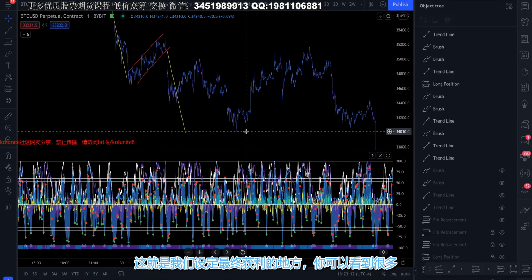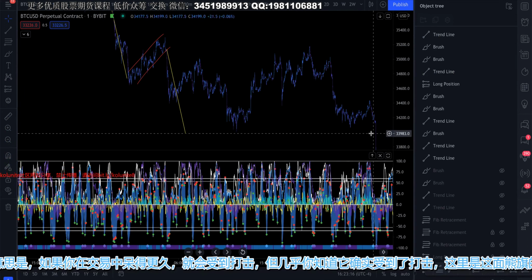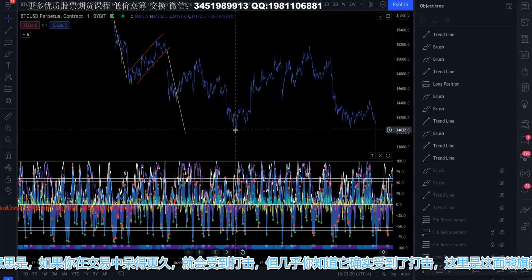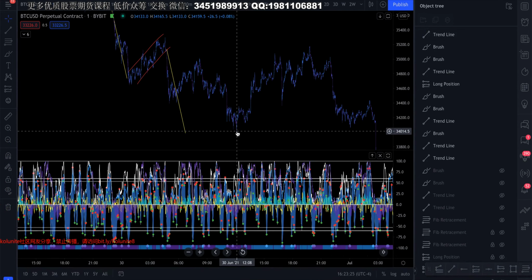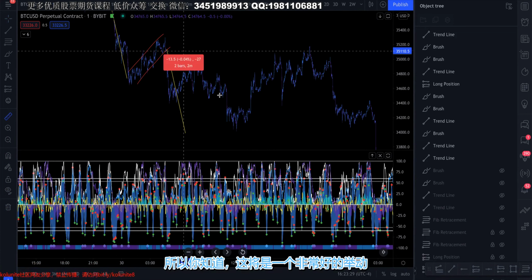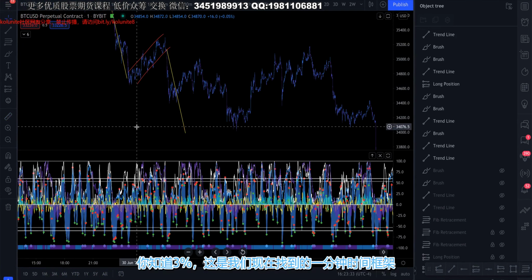And you can see pretty much, well, I mean, if you had stayed in the trade long enough, it would have gotten hit. But pretty much, it does get hit down here, our final take profit of this bear flag. So, this would have been a really nice move of about 3%. And again, this is the 1 minute time frame that we're finding this on.